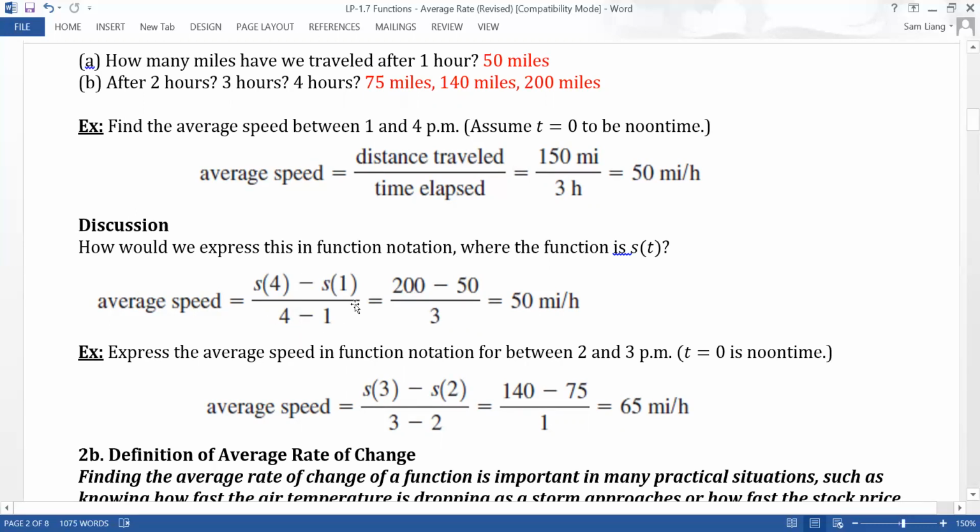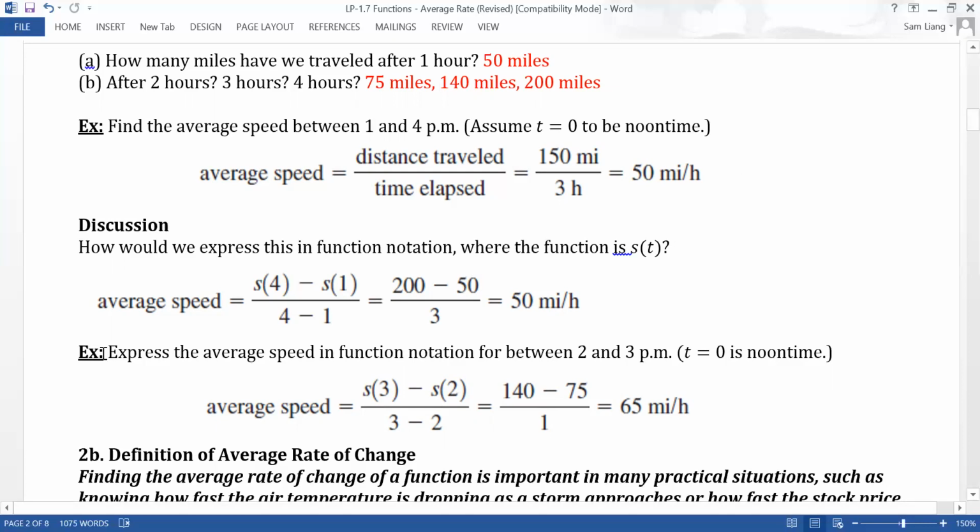This function notation is what we're going to use for our average rate of change formula. It should look really familiar, because this is just slope. As for why we're calling it average rate of change, I'll get to that in a second, but keep that in mind. We're going to be using this notation for the rest of the lesson.